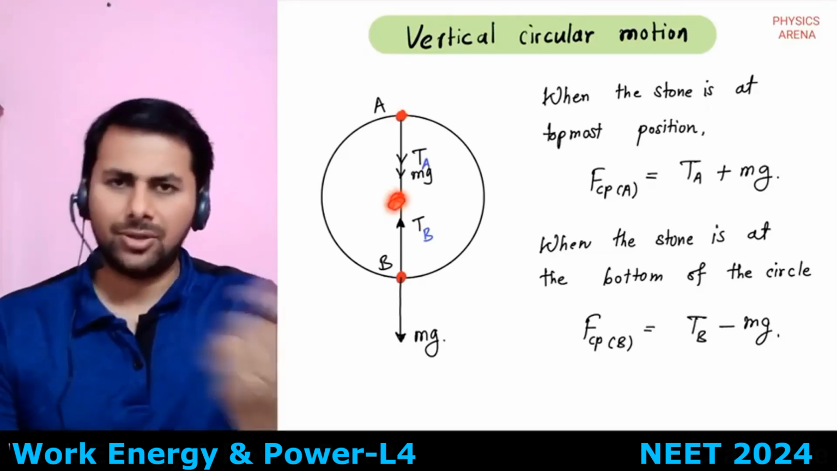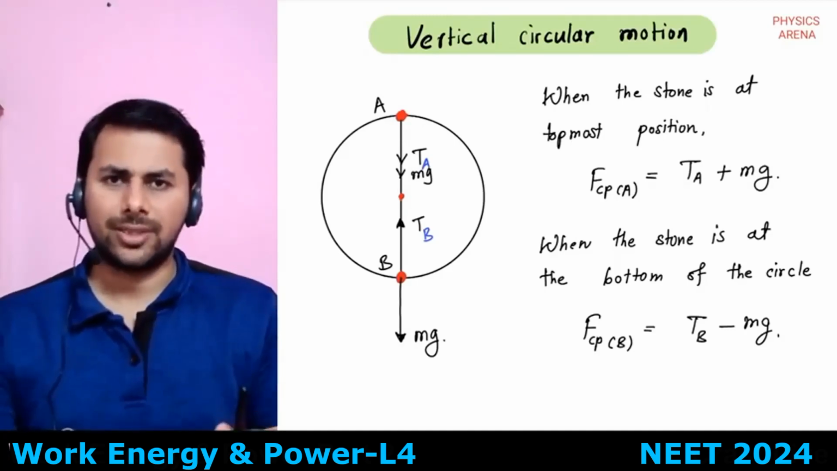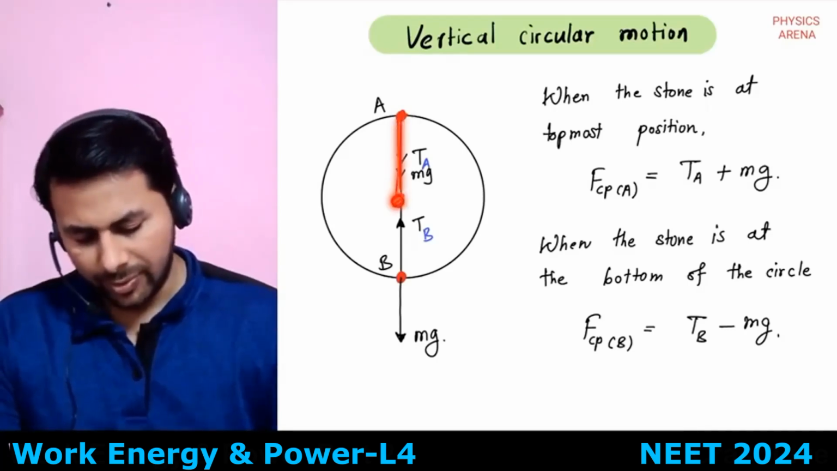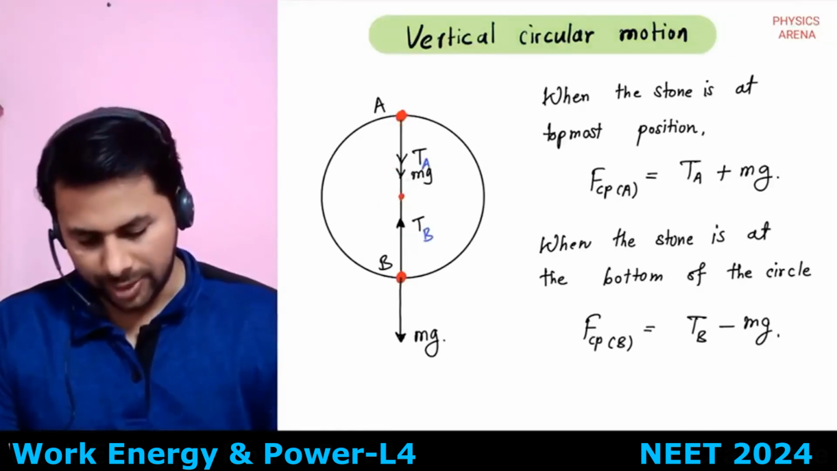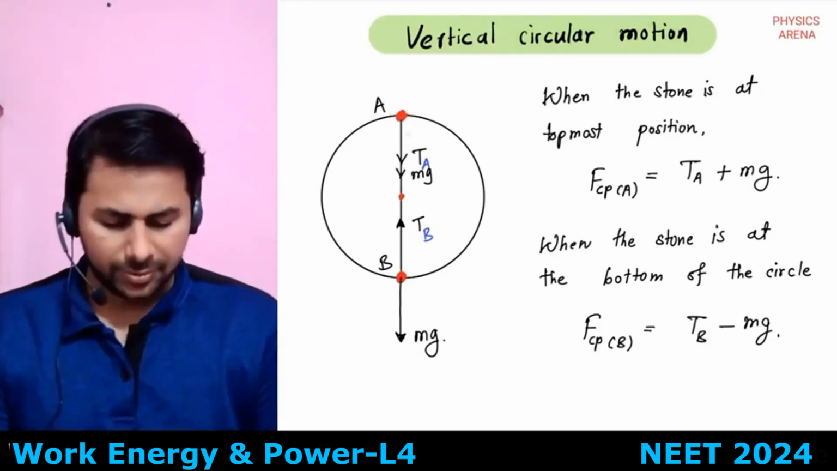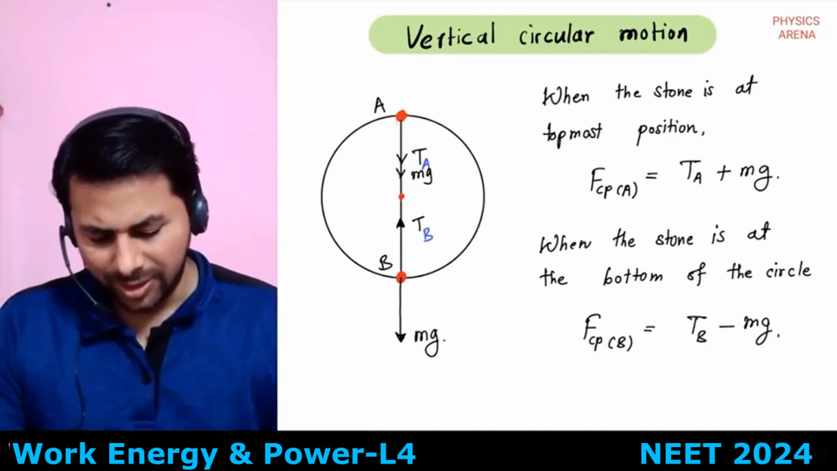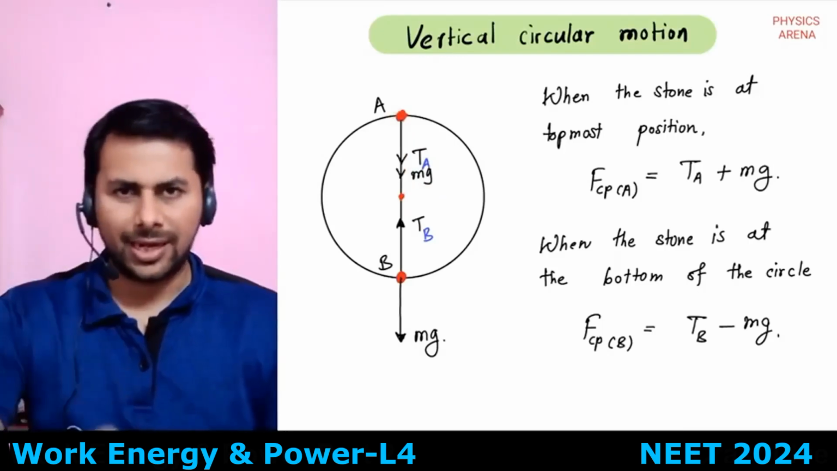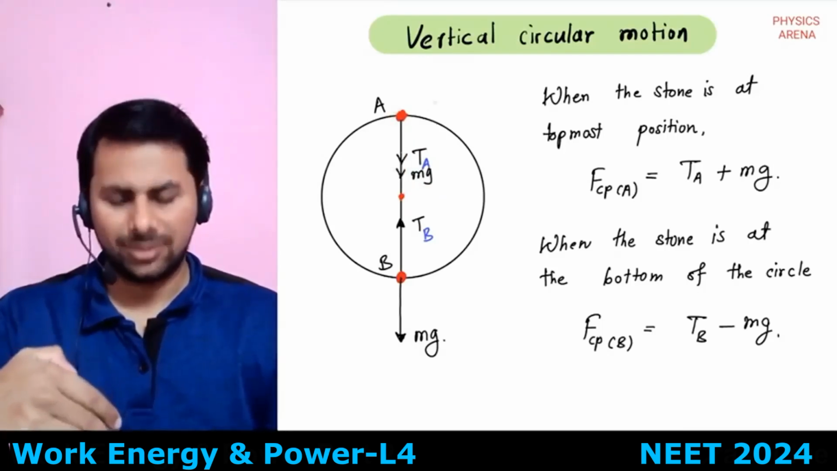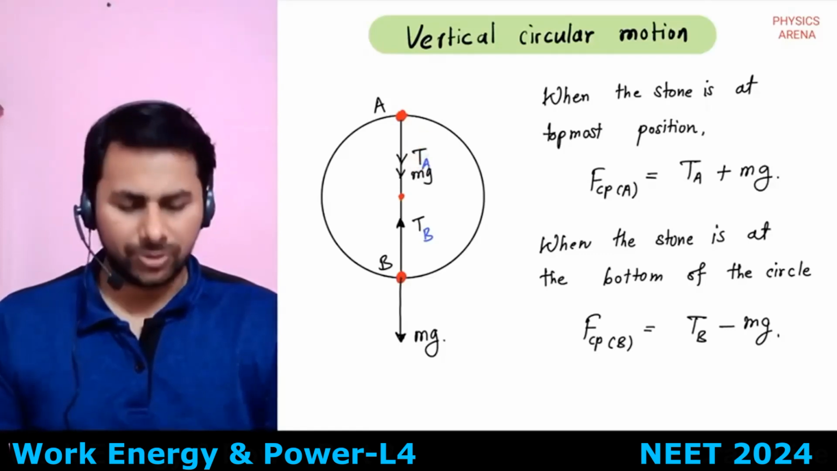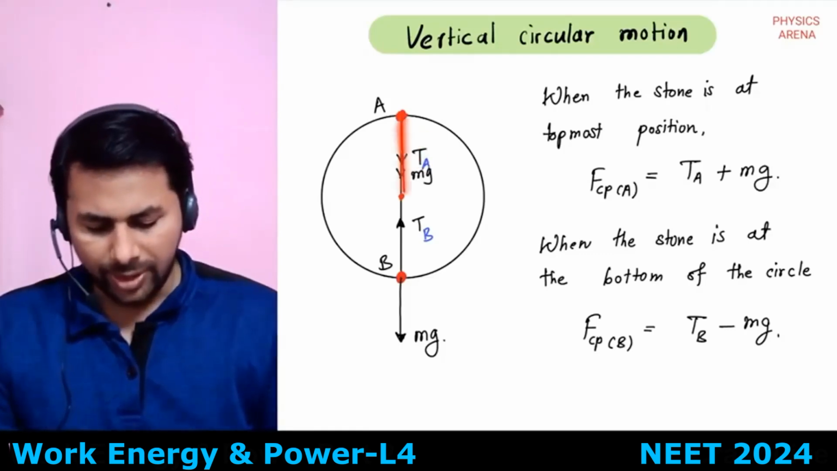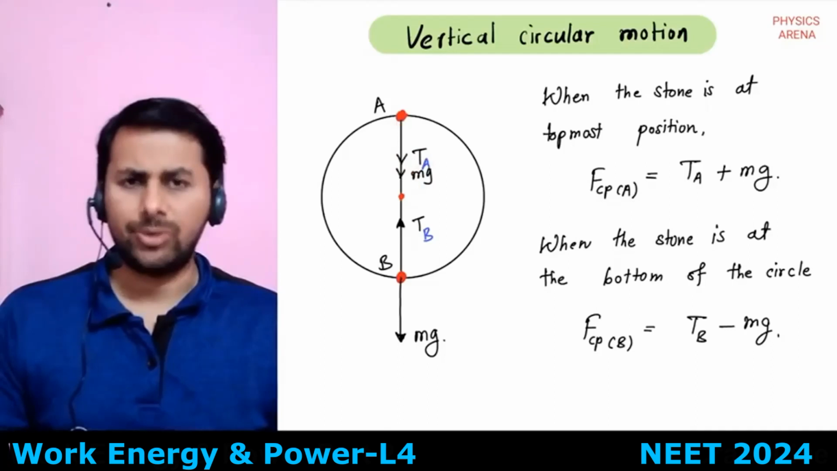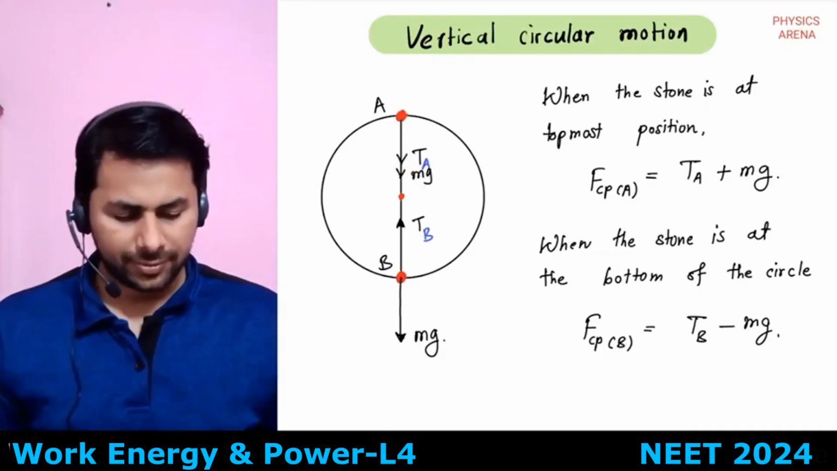Suppose this is your hand and you are whirling that stone in a vertical circle. When the stone is at this point, the string is like this, your hand is here. Tension in the string acts on the stone towards the rigid support, and there will be gravitational force also. So what are the forces acting along the radius and towards the center? It's tension and gravitational force. Therefore, at this point the centripetal force is equal to tension plus gravitational force.